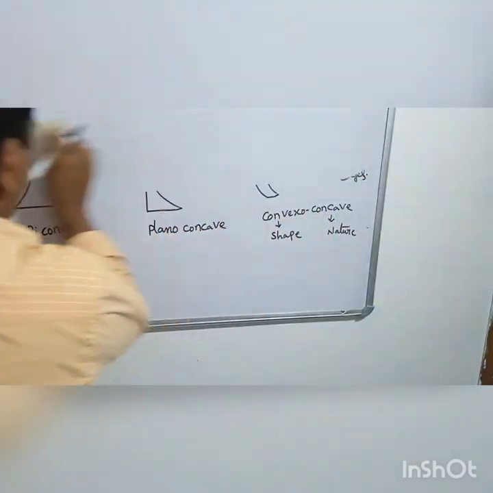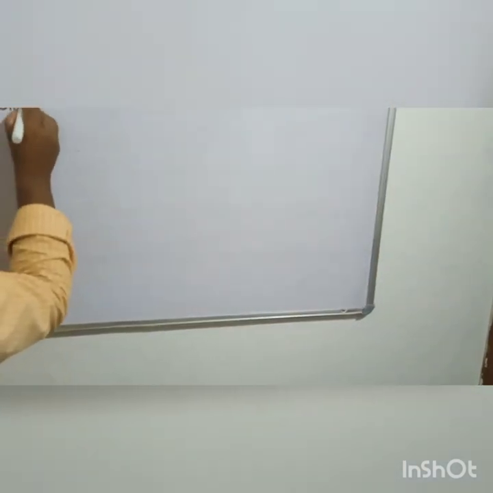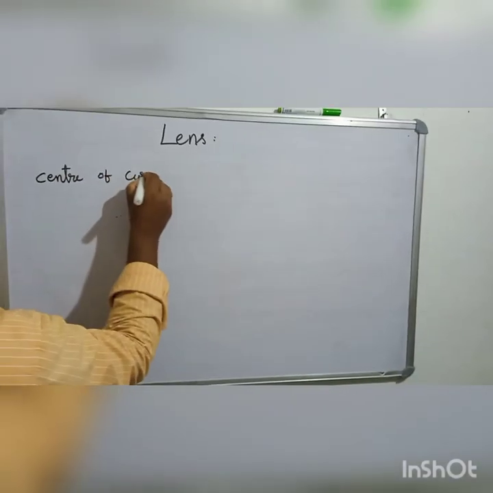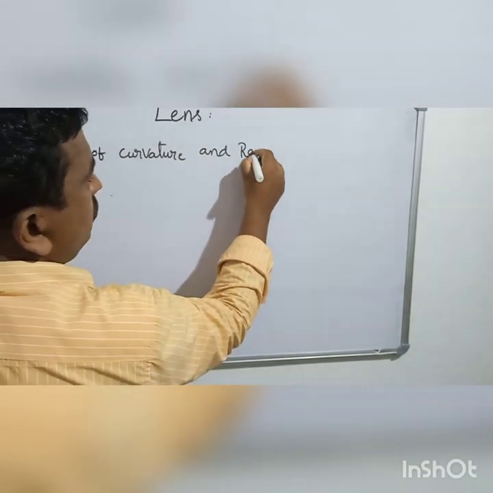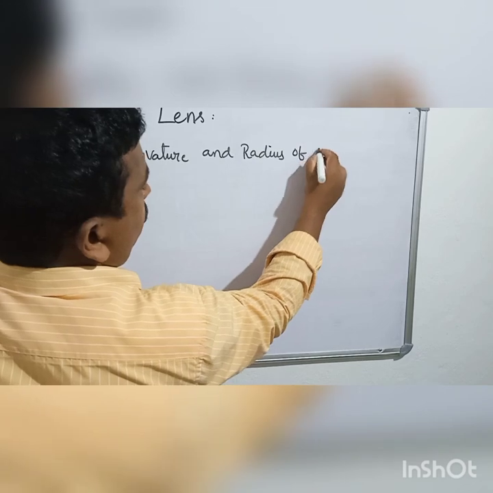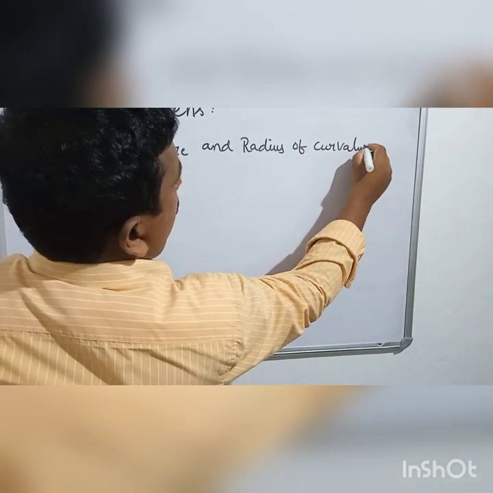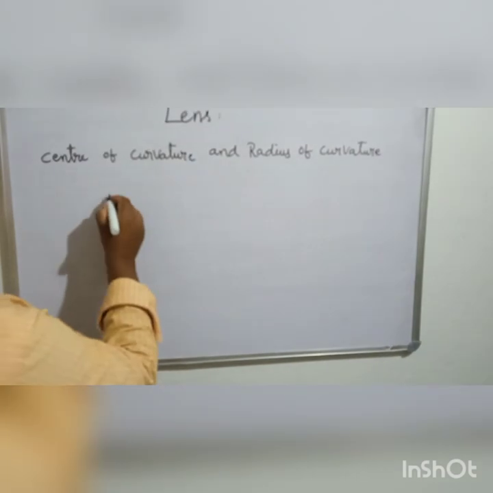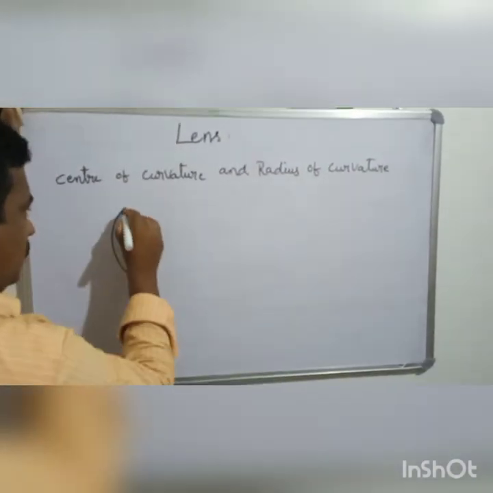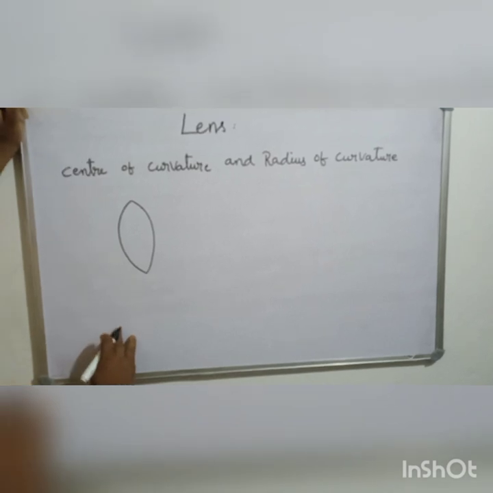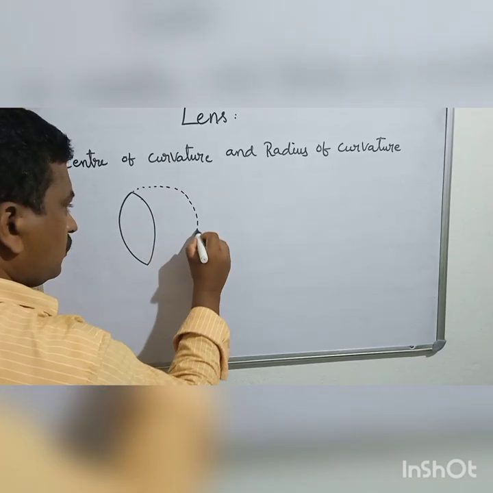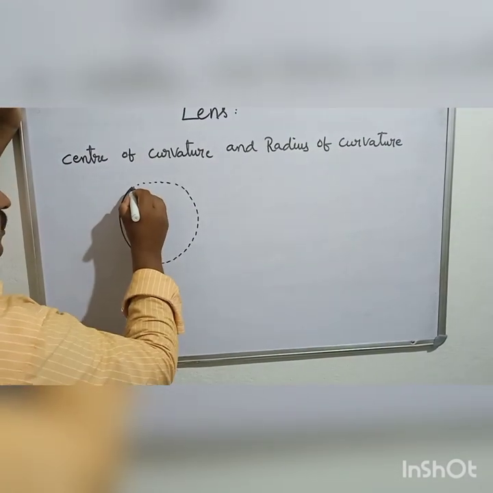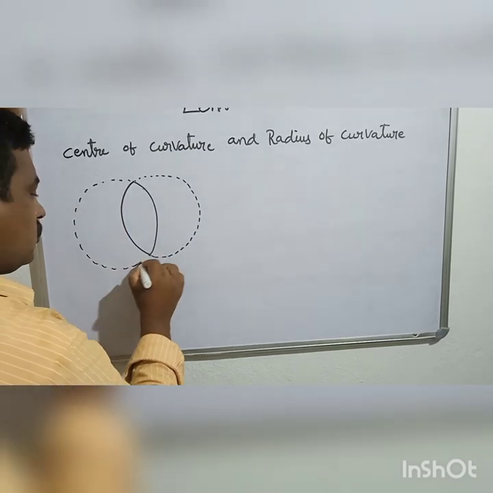Next we discuss center of curvature and radius of curvature. For example, we can take the biconvex lens. It is formed by two spherical surfaces. This is spherical surface one. Another one, this is also a spherical surface, a sphere like this.